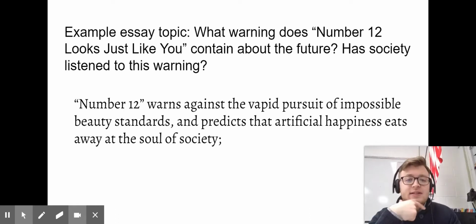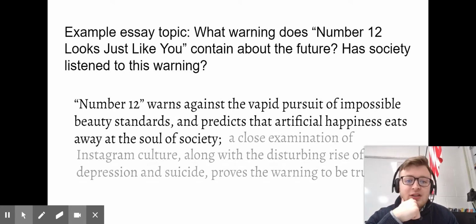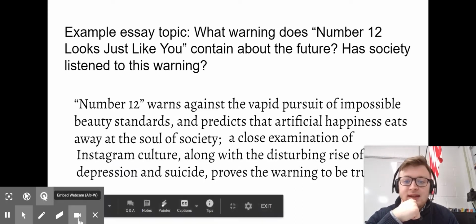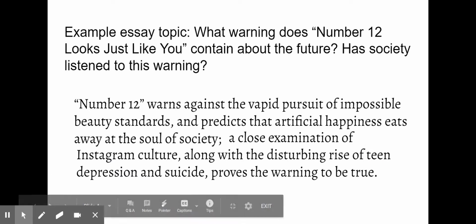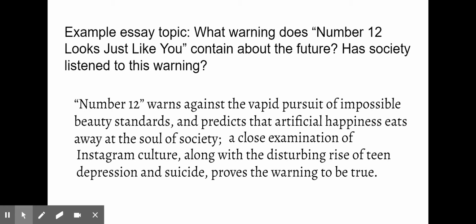However, I haven't addressed anywhere in this statement the second part of the essay topic. Has society listened to this warning? So that's 50% now. I'm 50% of the way there. Well, I've thrown a semicolon in so I can finish my thesis statement. I skipped ahead: a close examination of Instagram culture, now I'm talking about today, now I'm talking about contemporary society, along with the disturbing rise of teen depression and suicide, proves the warning to be true.